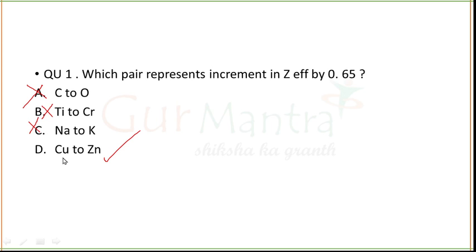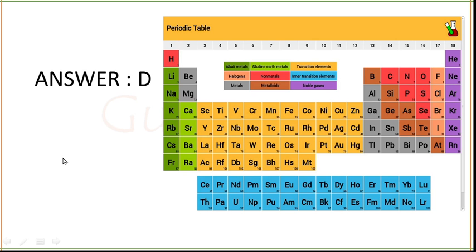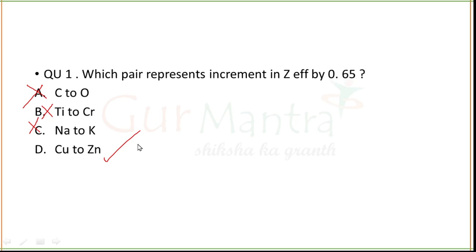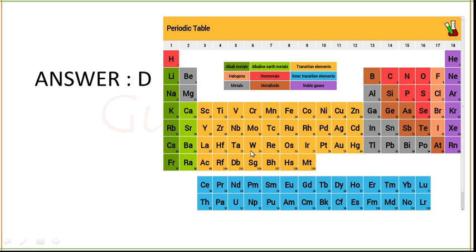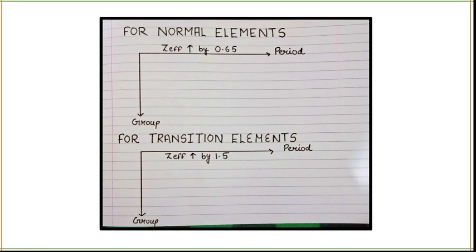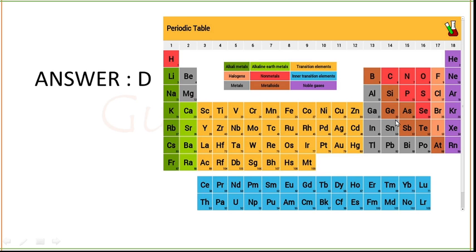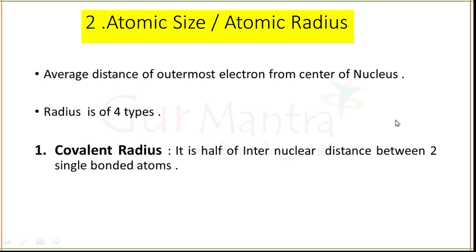Now the option left is Cu to Zn. Let's see. Cu lies in period number 4 and Zn also lies in period number 4, and when you move along period 4 from Cu to Zn, this value should increase. The value of Z effective should increase by the factor of 0.65. So the right answer is Cu to Zn. I hope guys you are now clear about this table. Okay, let's move on to the next slide.